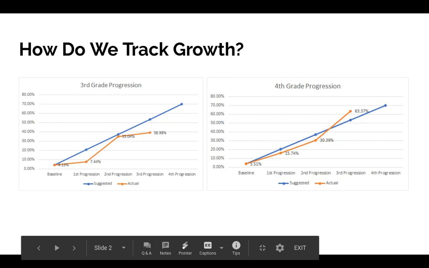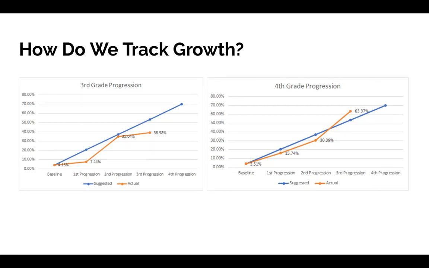How do we track growth? The first thing you have to know is, what is your school goal overall? What percentage of students need to reach proficiency in each grade level in order to help you meet that goal? And how will you track progress towards meeting those goals?